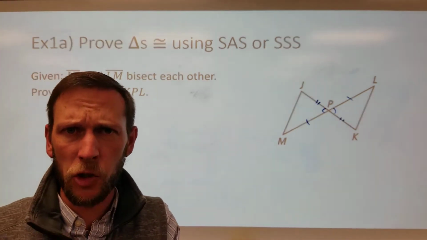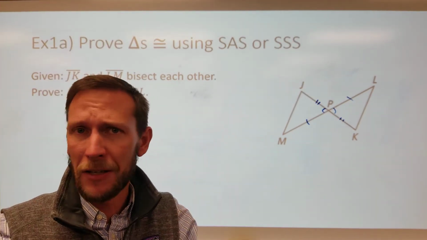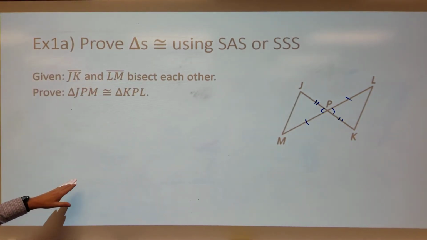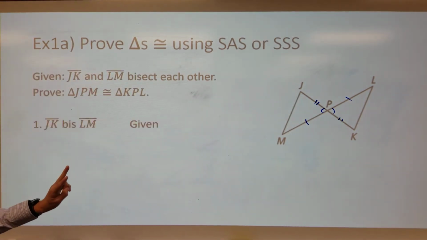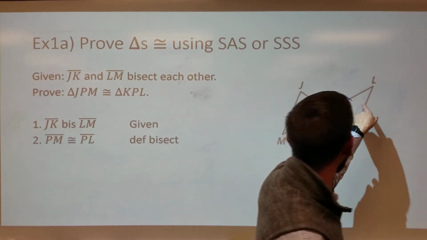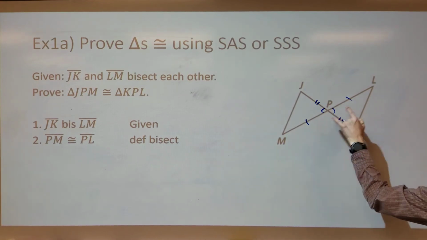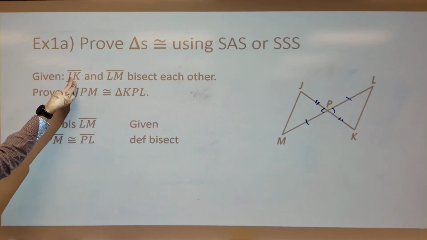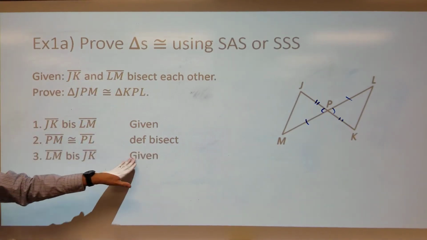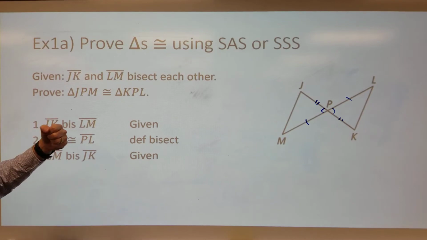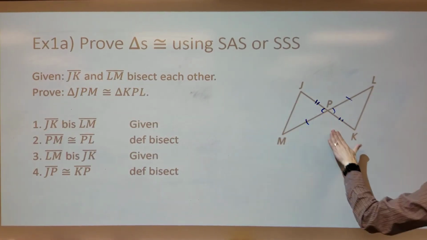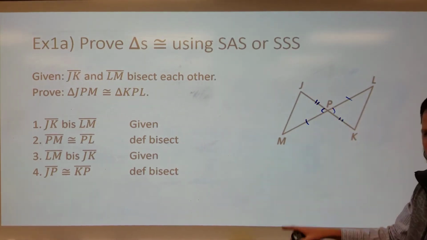Now, sometimes if you're totally stuck, just start spitting out the given information and see where you can go from there. But here we know that JK and LM bisect each other means two different things. It means that JK bisects LM, which means that PM and PL are congruent to each other. Also, this sentence can be read in reverse, that ML bisects JK. Also given, I just separated that into two thoughts instead of one, which means that JP and KP are congruent to each other. All right, so that's the markings for the sides.